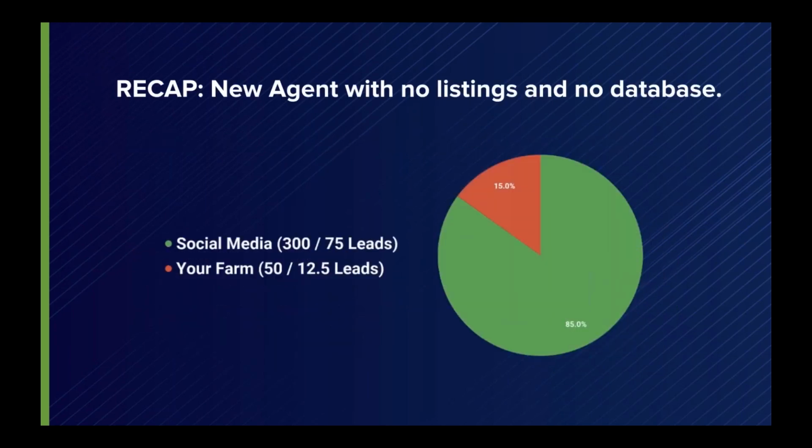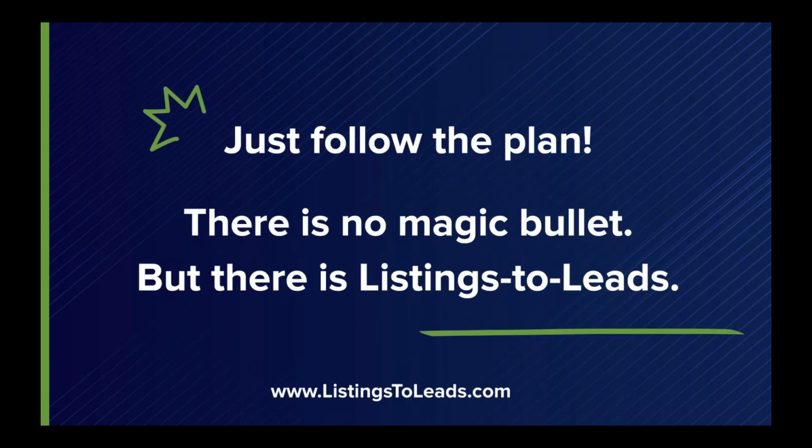If you're a new agent, you don't have a database, you don't have a seller, you don't have any listings, then we want you to lean on social media a little bit more and on that farm. You probably have more time than money at this point. Especially on the farm, just like what Chris did: 5 listings in 3 months in one farm, that's one neighborhood. Cold. Moved in, not from there, didn't go to school there, didn't know anybody there, 5 listings in 3 months. So if you follow the plan, there's no magic bullet, but there is Listings to Leads.